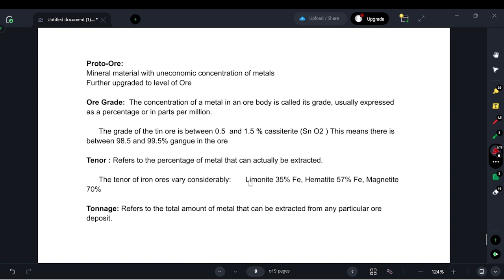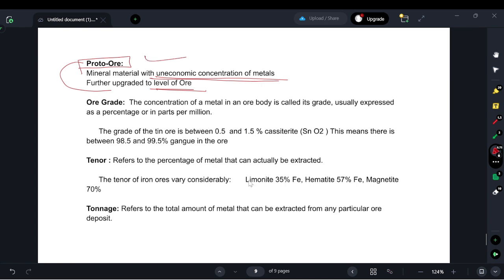Now what is a proto-ore? Proto-ore is a mineral material with an uneconomic concentration of material. It is before the ore, and with further concentration or extraction it will get upgraded into the level of ore. But right now, the proto-ore has an uneconomic concentration of the metal. That means it is not economically extractable. We will not get any profit by extracting this proto-ore.